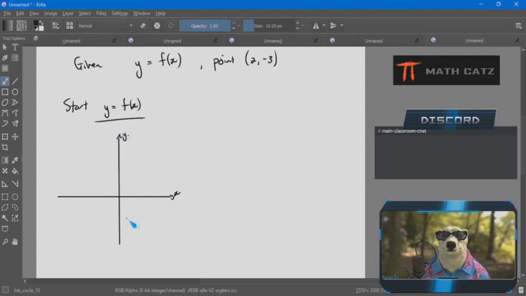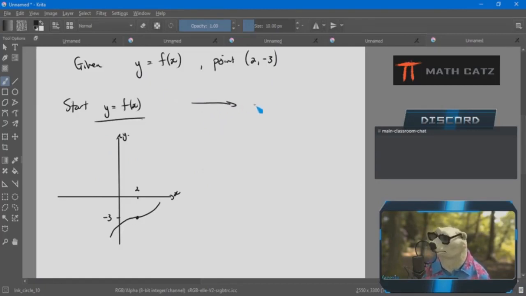I don't know what it looks like, but I know the point 2, -3 is on it. I'm just drawing a random line, right? Don't know what it looks like. No idea. They don't need to tell me. If I had a function I've seen before, yeah, then I can graph it. But it's independent of what the function is.